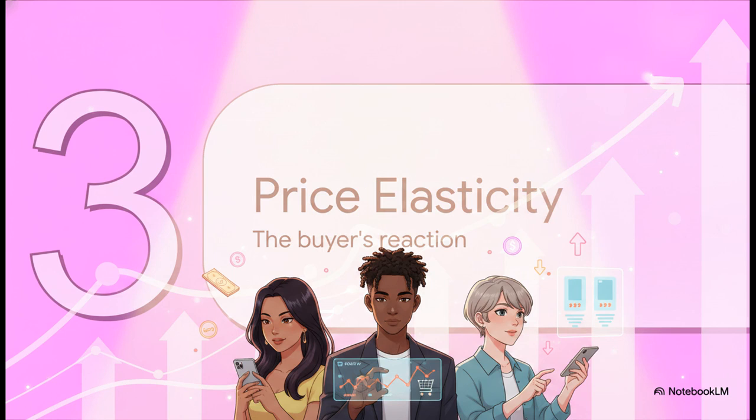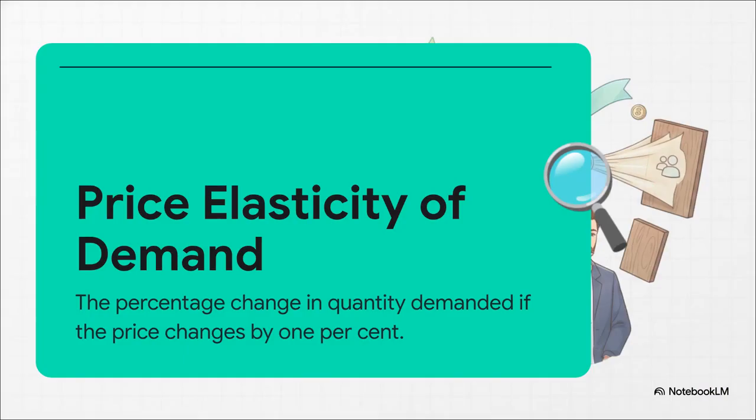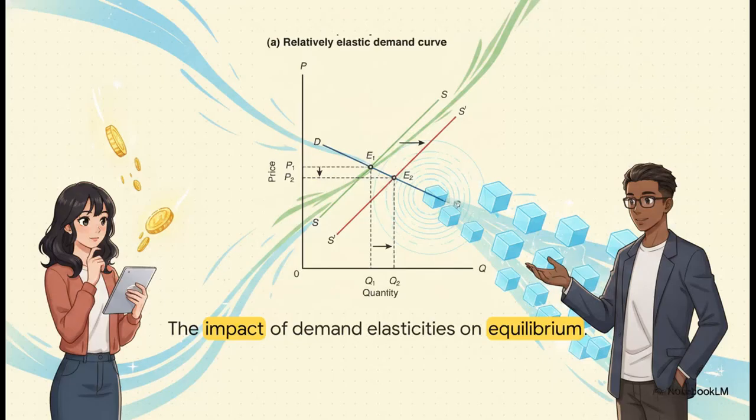All right, Section 3, price elasticity of demand. We are putting the spotlight squarely on the buyer's reaction. This specific one measures exactly how responsive consumer demand is to a price change, assuming, and this is a pretty huge assumption, that all other factors stay perfectly constant. Ceteris paribus, as the textbook says. We're essentially freezing the rest of the world in place just to see how much demand shifts when only the price is tweaked.